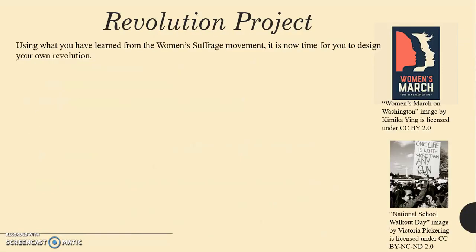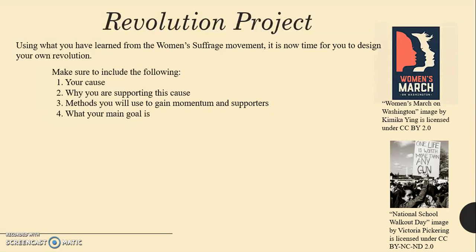Now we're going to go into our project portion of this lesson. So using what we've learned from the women's suffrage movement, we're going to design our own revolution based off the following criteria that I have listed. So we have to make sure that we include the following. 1, your cause. 2, why you're supporting this cause. 3, the methods you're going to use to gain momentum and supporters. And 4, which is the most important, what your main goal is. So what is the goal of your movement? What is it that you want to accomplish at the end of this movement?